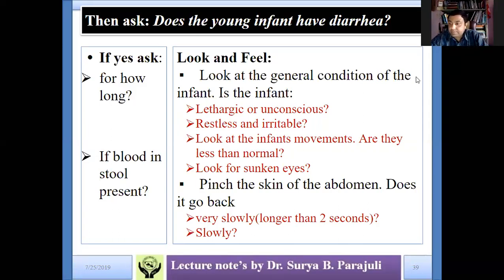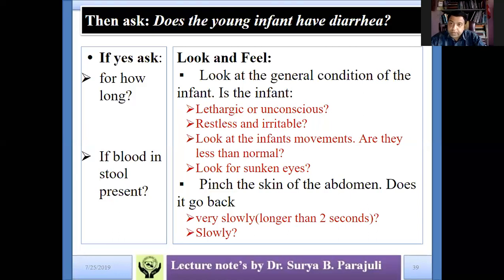Then ask, does the young infant have diarrhea? Because they may present with more than one symptom. I already told you in my previous class. So you need to ask about diarrhea also. If yes, ask for how long, the duration. You need to rule out dysentery. For that, is blood in stool present or not? You need to ask the caretaker or mother. This is about the history.